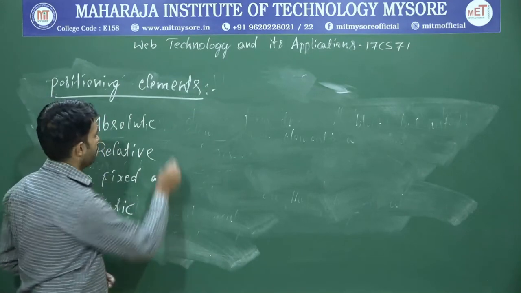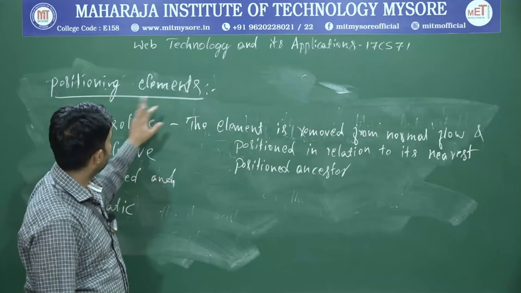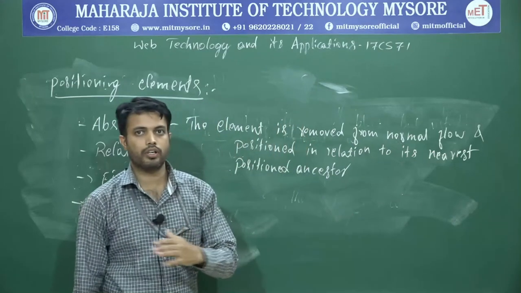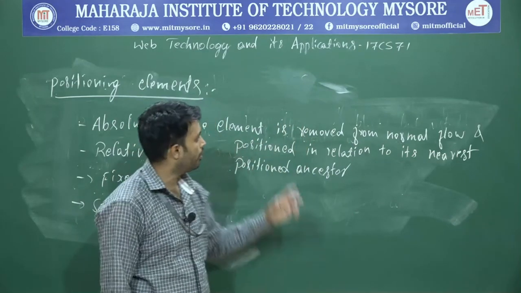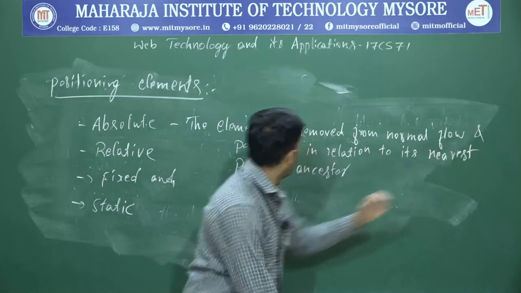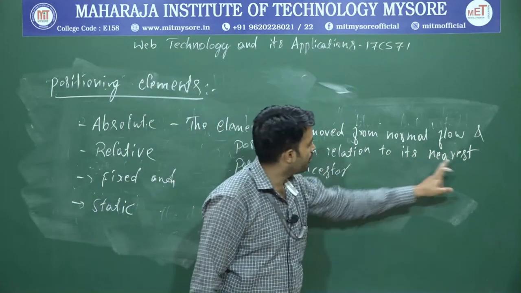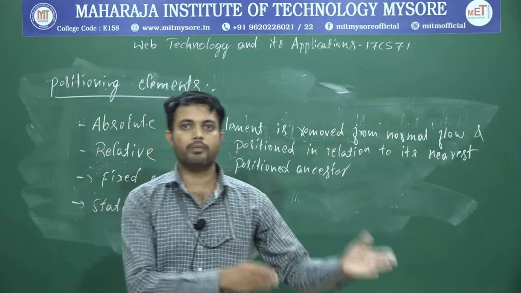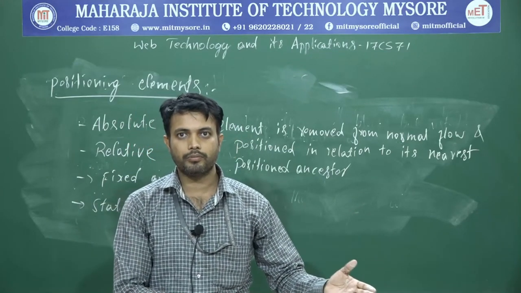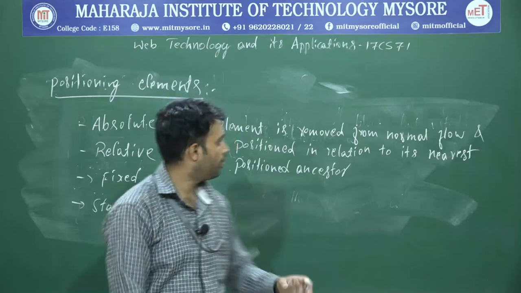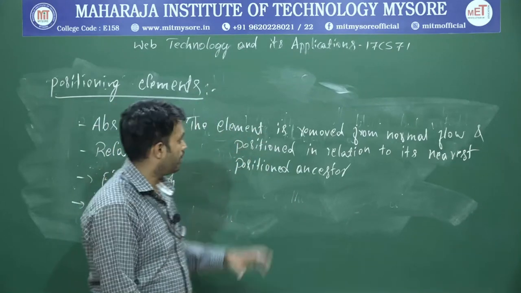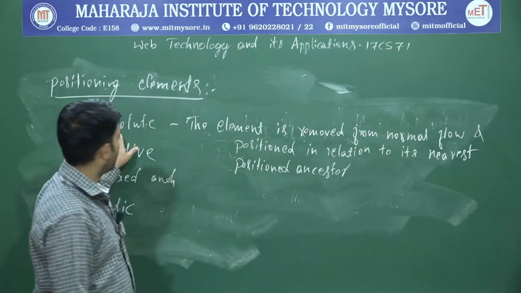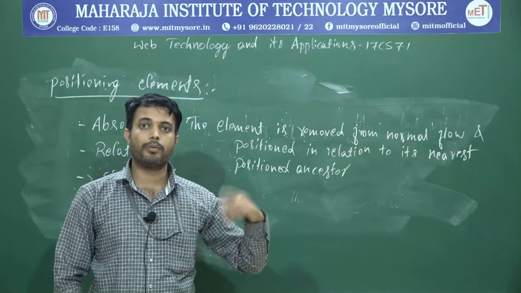So what do you mean by absolute? Absolute position is nothing but the element is removed from the normal flow. The actual normal flow is from left to right and top to bottom, right? It has been removed from that normal flow and positioned in relation to its nearest positioned ancestor. That means it is based on the previous element which we already displayed. In relation to that previous element we can define where the new element has to be displayed on a web page. That is absolute.